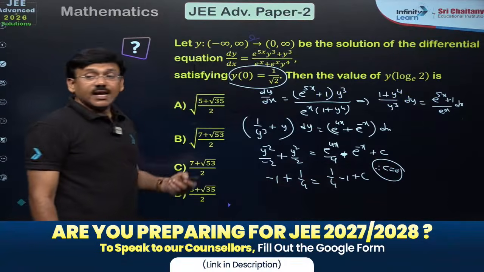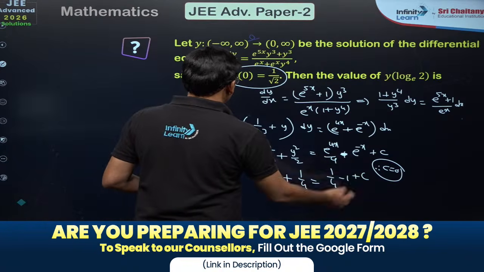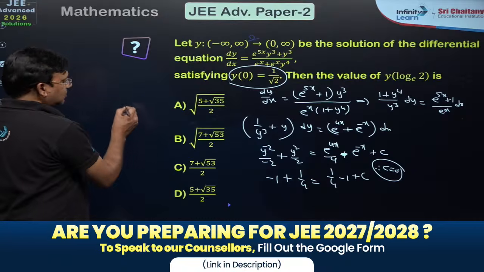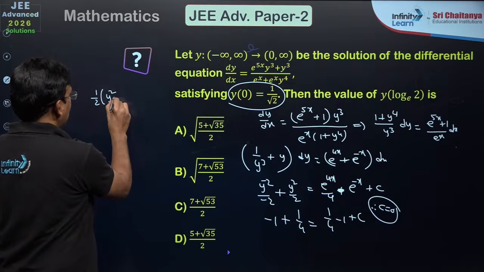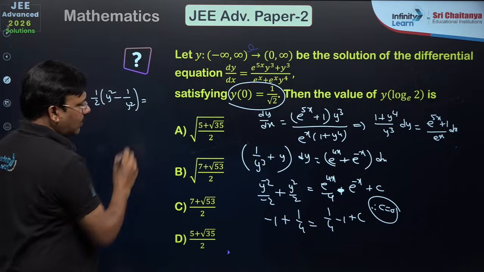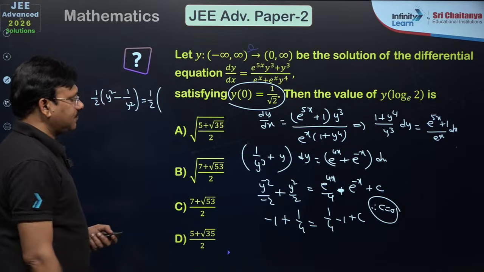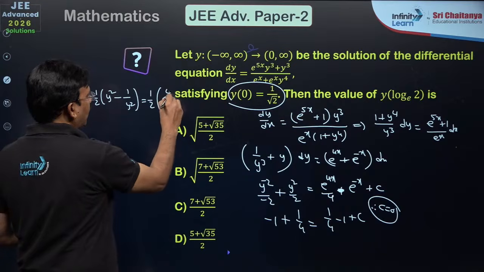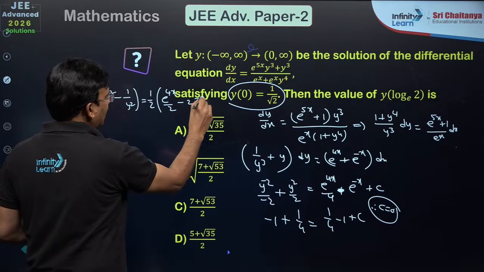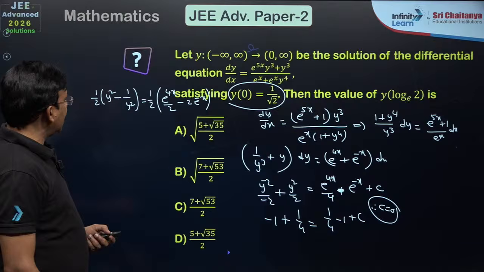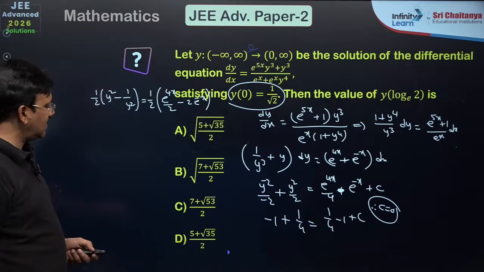If c is 0, dear students, obviously the curve is going to be half into y square minus 1 by y square is equal to, you can also take half common, you will get e power 4x by 2 minus 2 e power minus x, correct. So now in this stage, because c is 0, now the value at ln 2 base e he is asking.